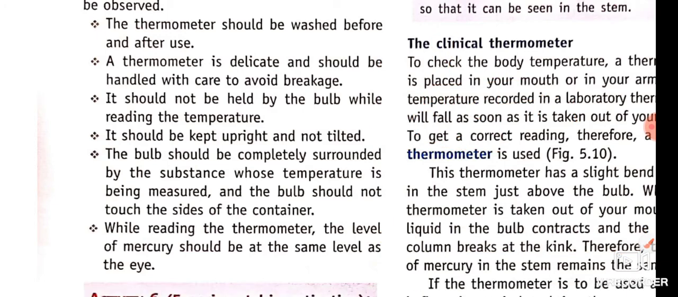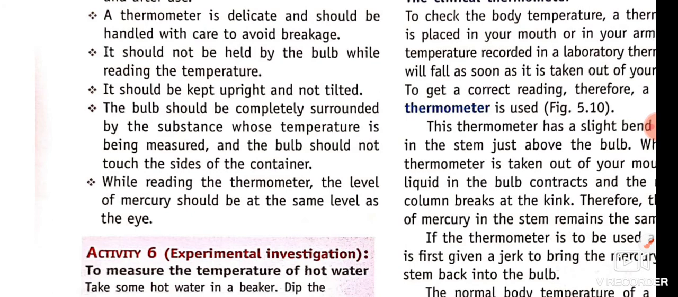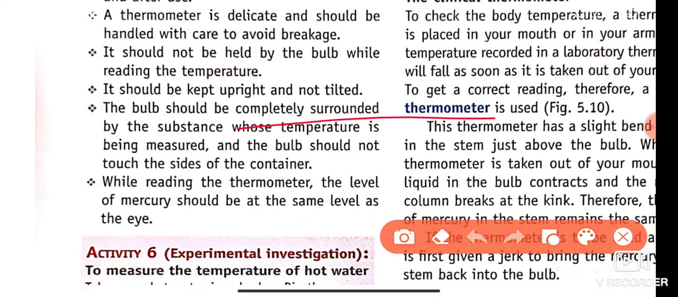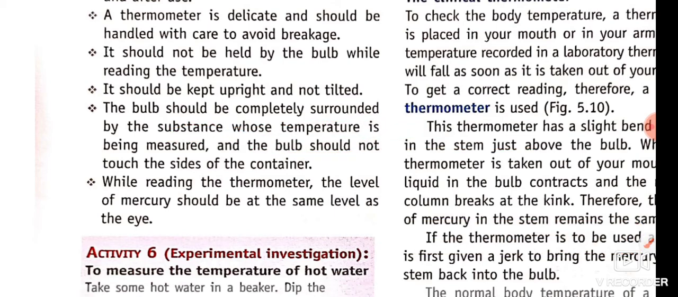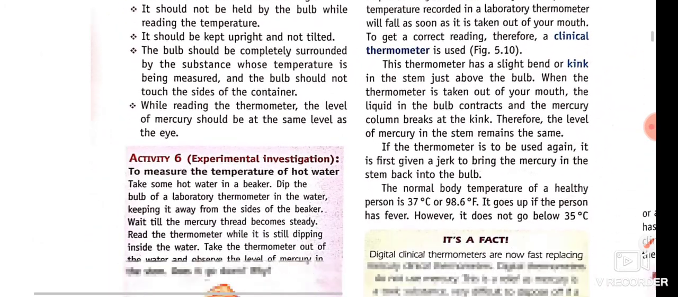And while reading the thermometer, the level of the mercury should be at the same level as the eye. Suppose this is the thermometer and this is the bulb, and the mercury level rises here. Then we take the exact reading that coincides exactly with the mercury level. We measure accurately the reading that exactly coincides with it. Okay students, I hope you got it, how to measure the temperature using a thermometer.